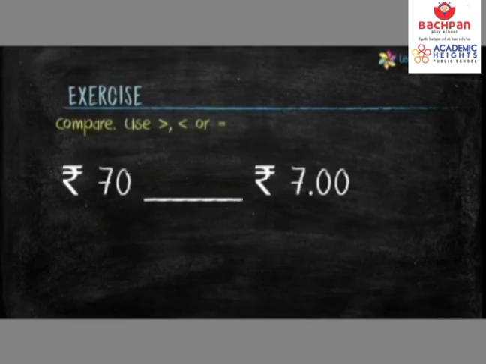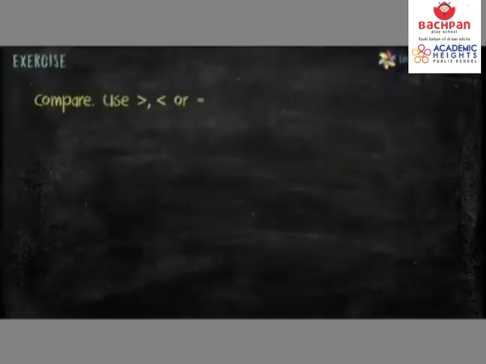Compare the following. Use greater than, less than or equal. Rupees 70 or rupees 7.00. So we convert 7.00 into rupees because 0.00 की कोई value नहीं है. So that is rupees 7, which is less than 70, and 70 is greater than.